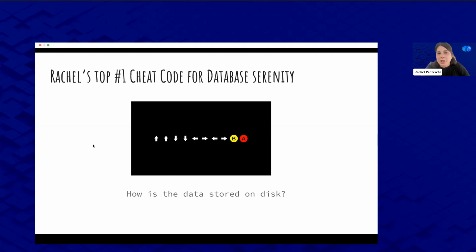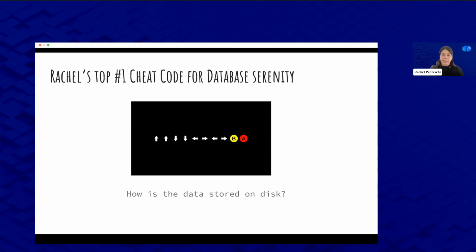So this is my number one cheat code for database serenity. This is how I make my first determination about what type of database I am looking at, and how the data is stored on disk. I cannot tell you how important this is, and I actually learned this working with Cassandra and understanding what the file format looked like. And then comparing it to working with Druid and its file format, and then the open file formats like Parquet, like Parquet and ORC and text files.